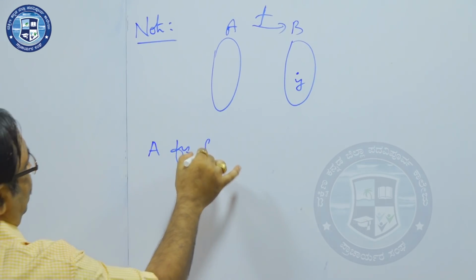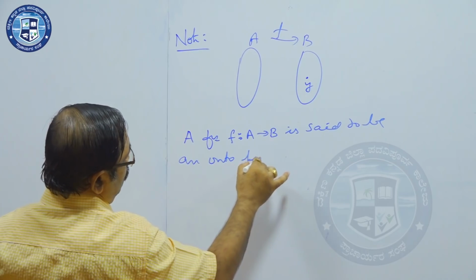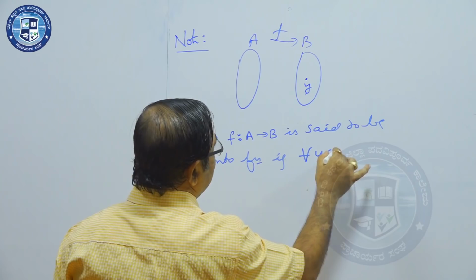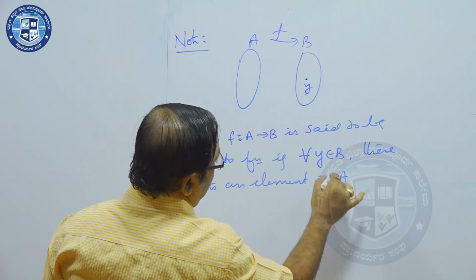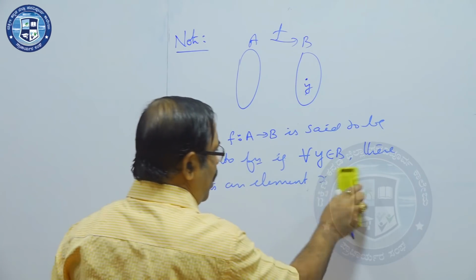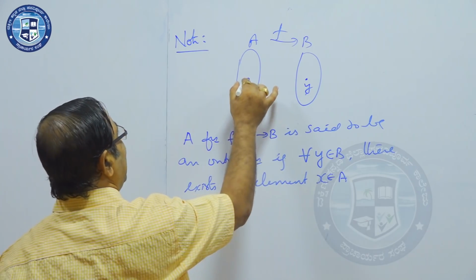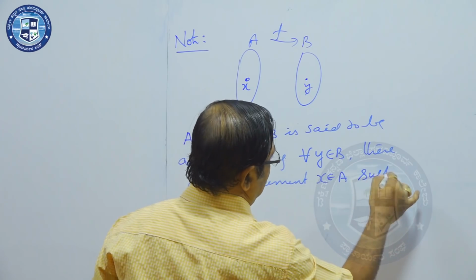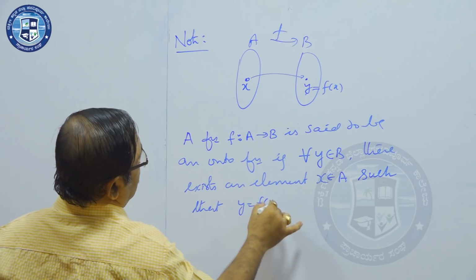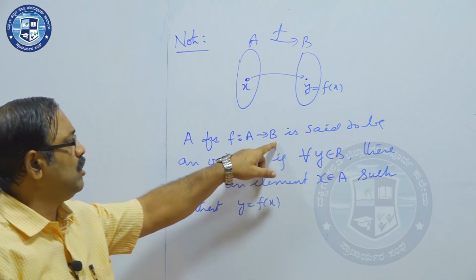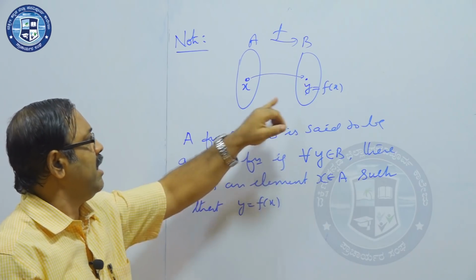See, a function f from A to B is said to be an onto function if for all y belonging to B there exists an element x belonging to A such that y is equal to f of x. For elements in the set B, you are finding a corresponding element x in A, mapping this x to y, such that y is equal to f of x.